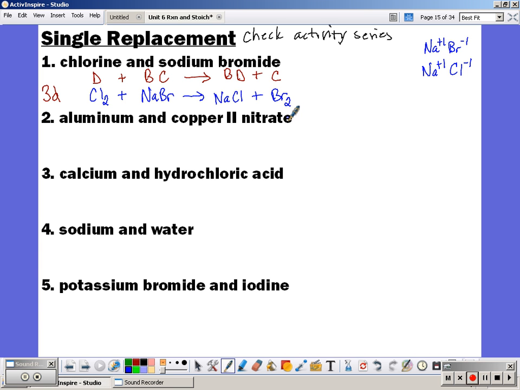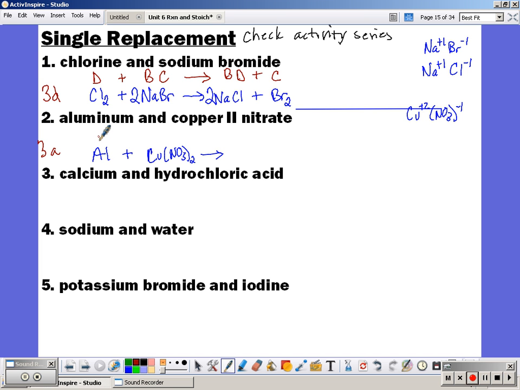Now we need to balance. 2 chlorines, 1 chlorine. That gives me 2 sodiums, 1 sodium. 2 bromines, 2 bromines. It's balanced. Aluminum, and means plus. Copper 2 nitrate, Cu plus 2, NO3 -1. Cross your charges. Cu, NO3, 2. The element is a metal, so this is a metal-metal replacement, or 3A.